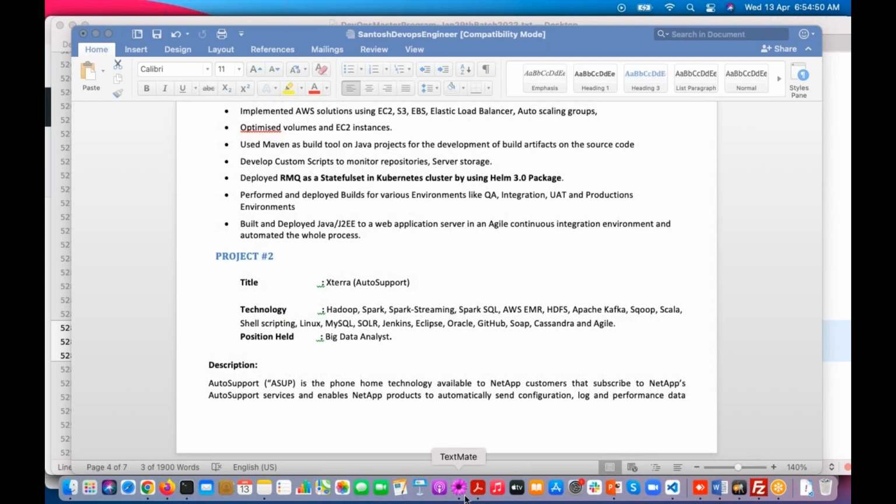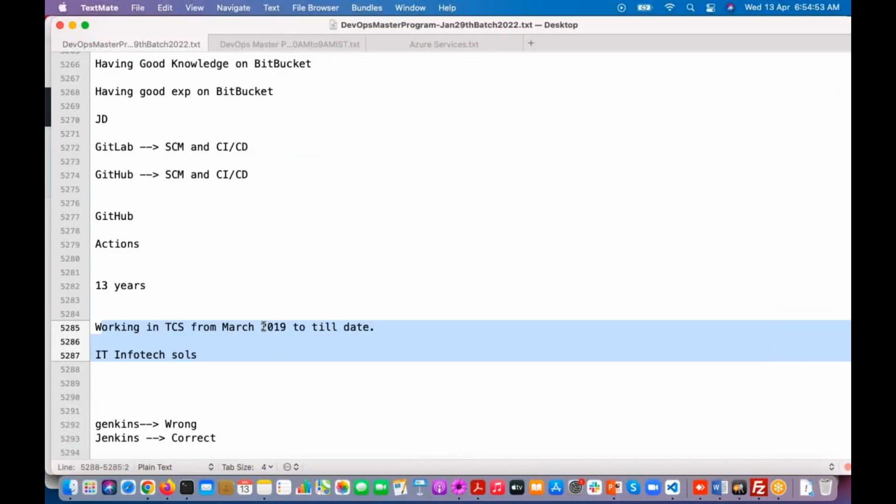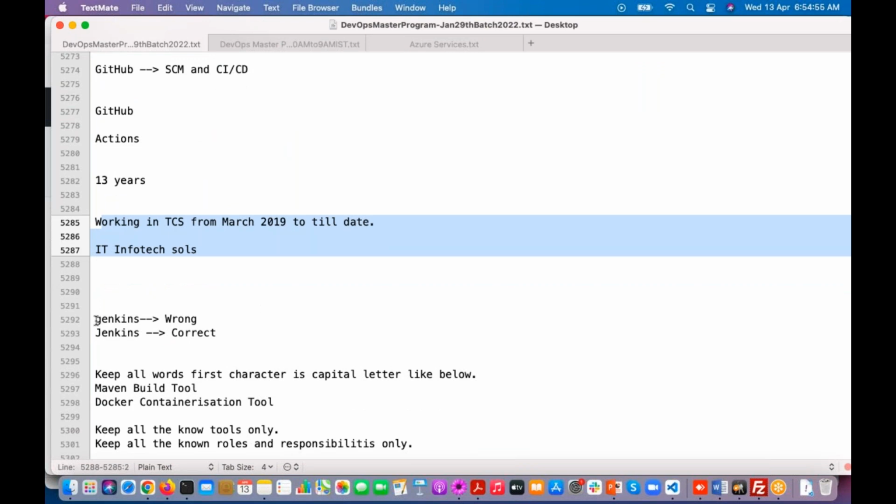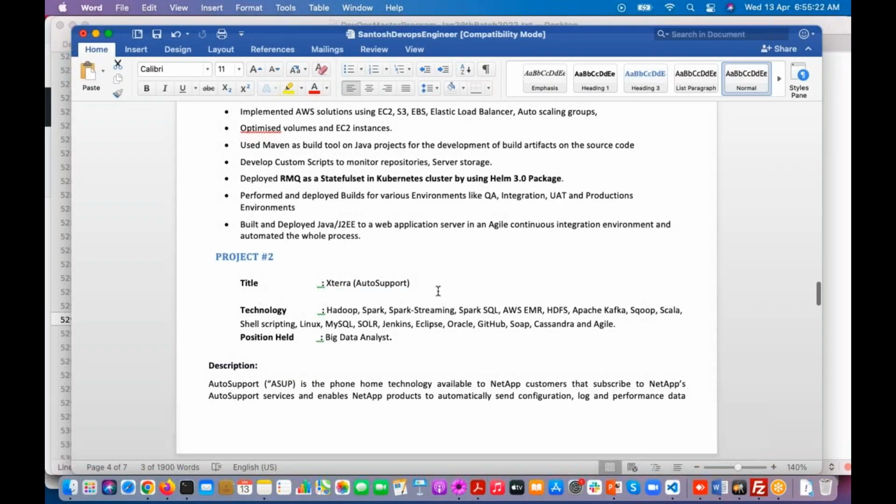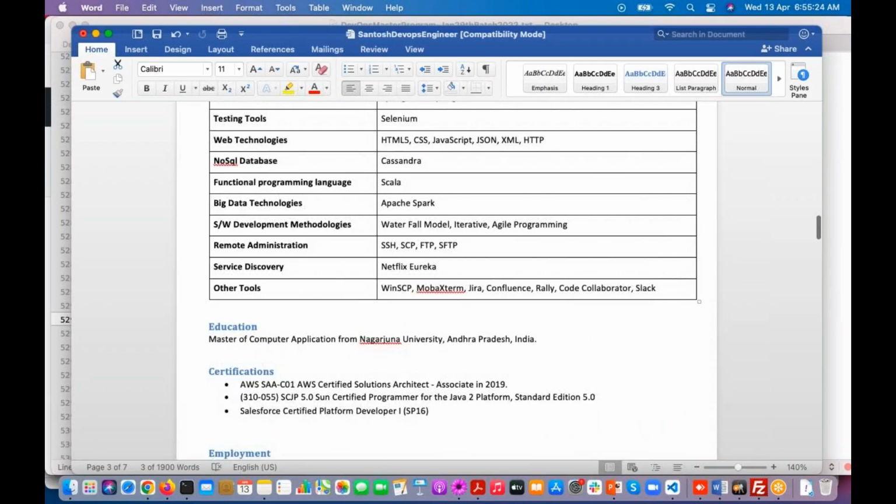Clear? Okay. And one more thing, guys. I saw some wrong technical tool names in the resume. Jenkins, they mentioned it like this one. Jenkins, J... they use it at G... Keep all the tools correctly, and whatever tools you have, keep those tools only.